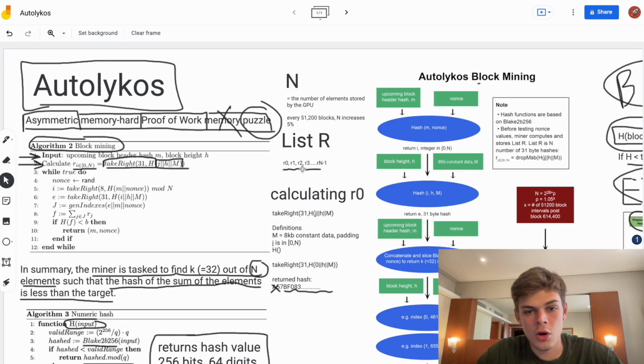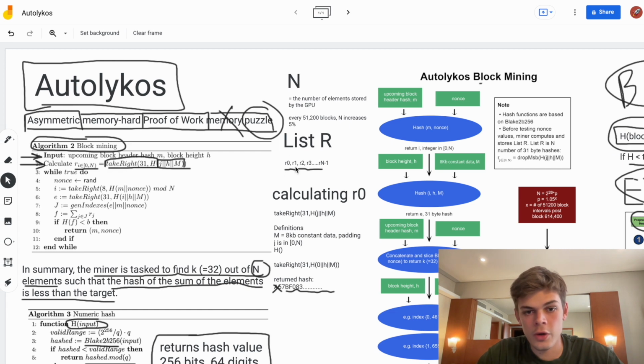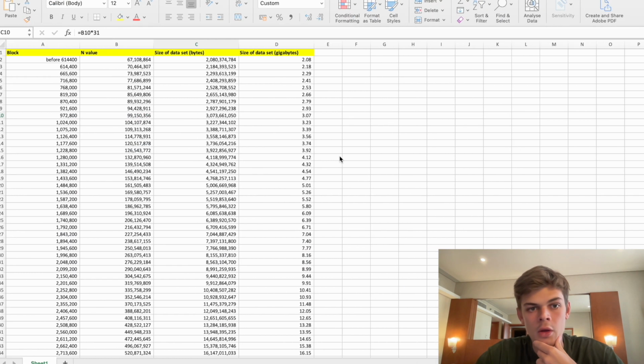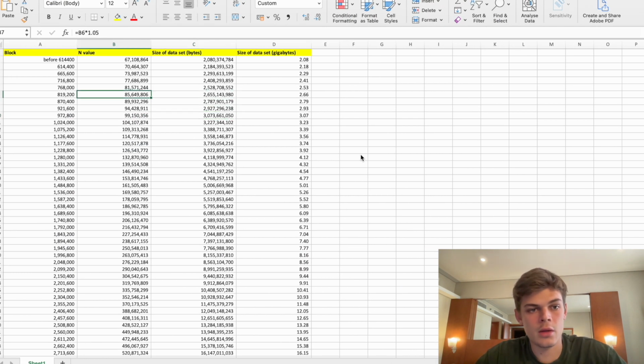Since we know that each R value is 31 bytes long, all you do to calculate the entire size of the data set is the n value times 31 bytes, because each of these R values in list R is 31 bytes long, right? So what you have done here is quite simple. It's just n value times 31.